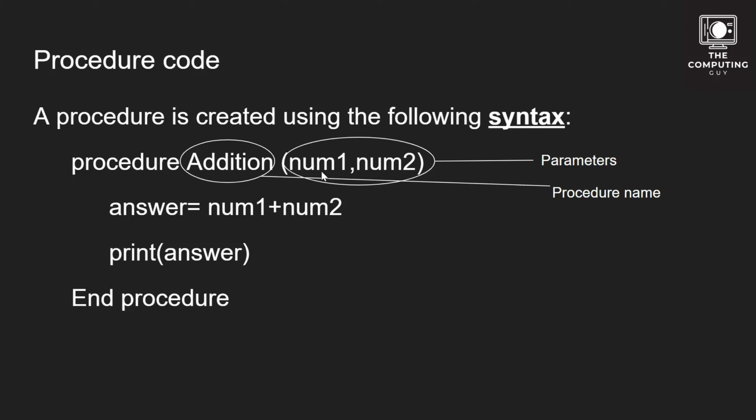When this procedure is called, a variable called answer is holding the value of num1 plus num2, kind of living up to its name because the procedure's name is what? It's called addition. Finally, we print answer, and that's the end of the procedure, and we go back to the main program.